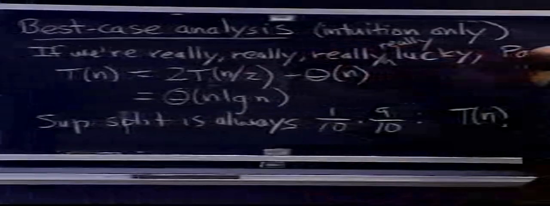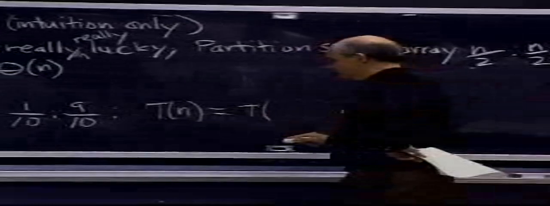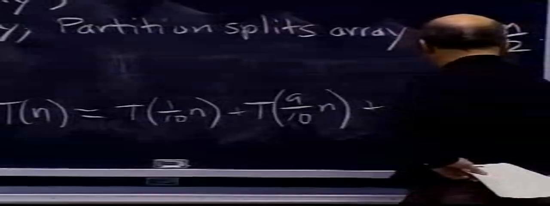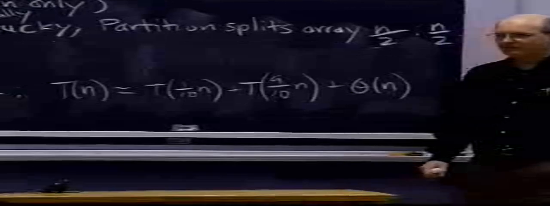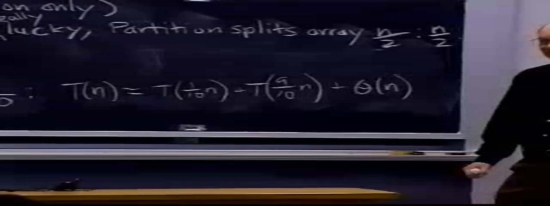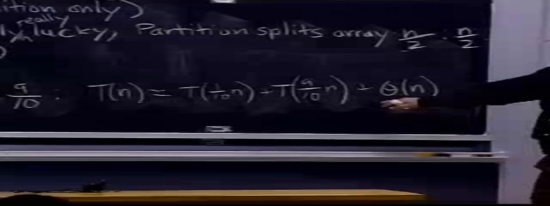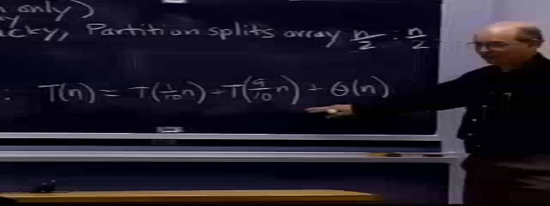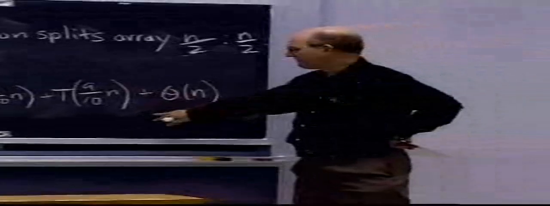Is it T of n equals T of 1/10 n plus T of 9/10 n plus theta n? And what case of the master theorem is this? Yeah, you need something like Akra-Bazzi, or the master theorem doesn't apply here. It doesn't have the right form.